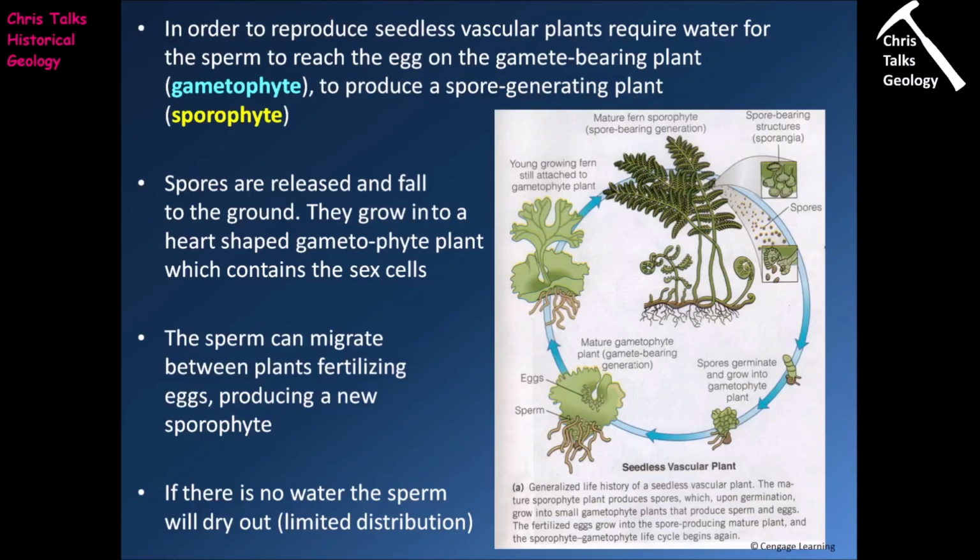Seedless vascular plant reproduction is actually quite a complicated process. So the first thing we need to remember is that reproduction can only occur in environments where there are large quantities of water. Now, there are two reasons for this. The first reason is because you need the water to act as a transporting medium for the male sex cells. Without the water, the male sex cells will be unable to migrate from one plant to another, and as such reproduction will not function.